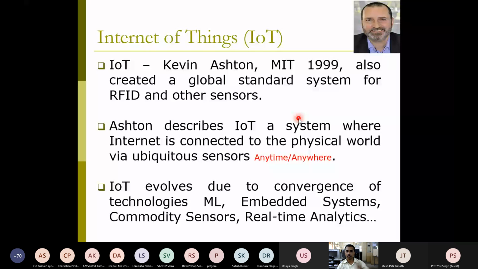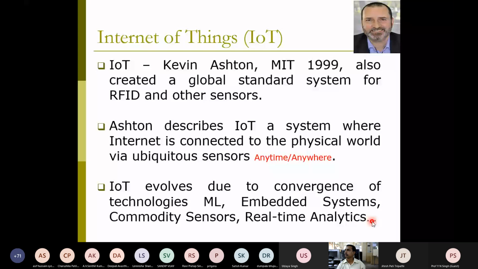As you know, the Internet of Things was coined by Kevin Ashton in 1999, with a great contribution of RFID and other sensors, which are actually the backbone of IoT development. It need not be explained in detail because you are quite familiar with the term. But quickly, IoT is a system where the internet is connected to the physical world at any place at any time by ubiquitous sensors. This technology evolves due to the convergence of artificial intelligence, machine learning, embedded systems, a variety of sensors, real-time analytics, and many other electronics research domains and subdomains.